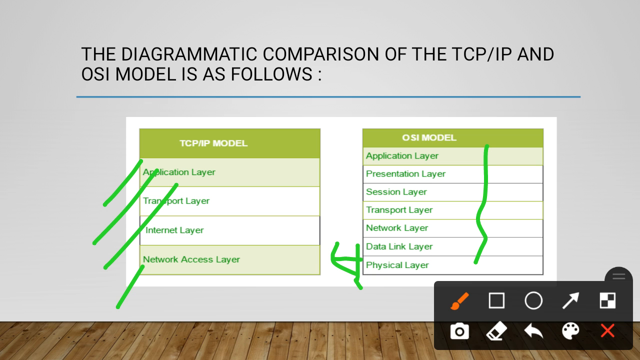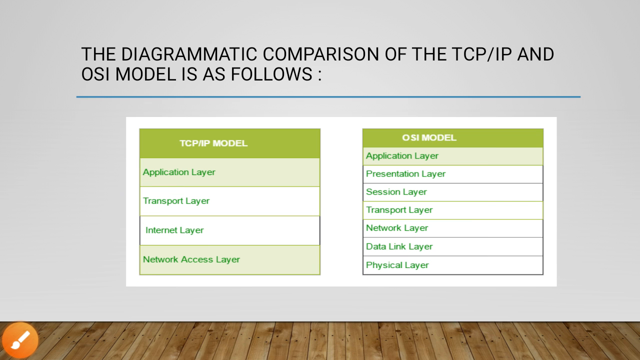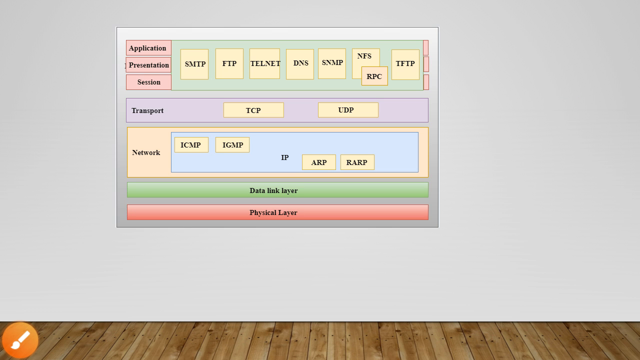Here in the OSI reference model, there is a network layer. Here is the internet layer. Means whatever work is done by the network layer, the same work will be done by the internet layer. Then there is also a transport layer. But in the OSI reference model, there are the session layer, presentation layer, and application layer, whereas in the TCP/IP model, all three come together and form only one layer, that is the application layer. This is the difference between the OSI reference model and the TCP/IP reference model.